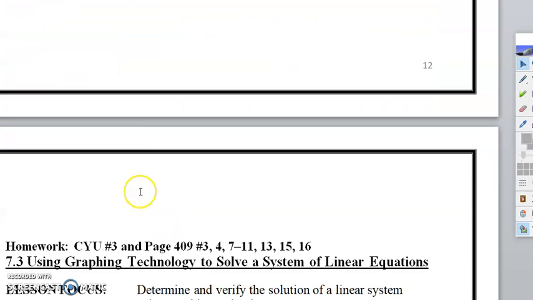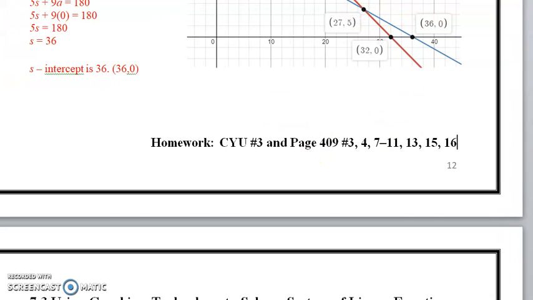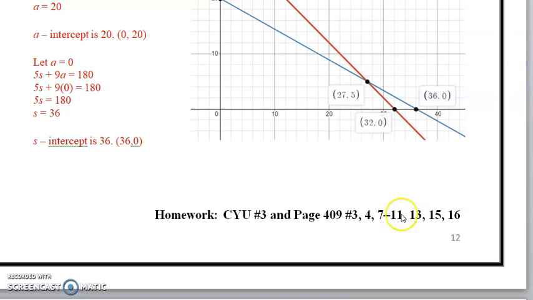Okay. There's some homework to do with this as well. The homework is found on page 409. So do the check your understanding number 3. That would be a couple pages back, maybe 407, 408. And then the questions there to go along with it.